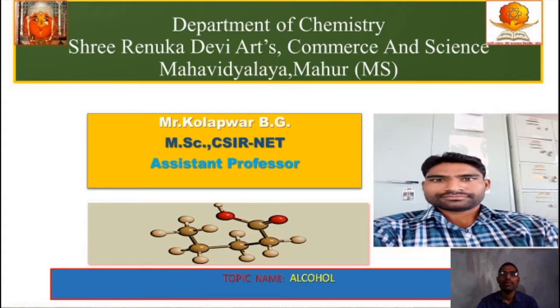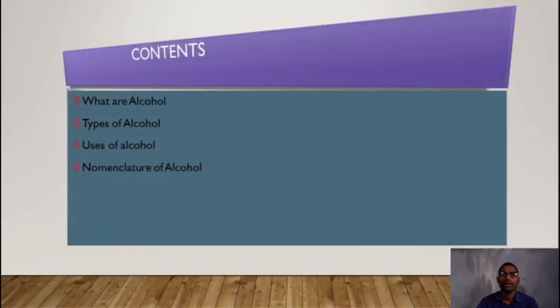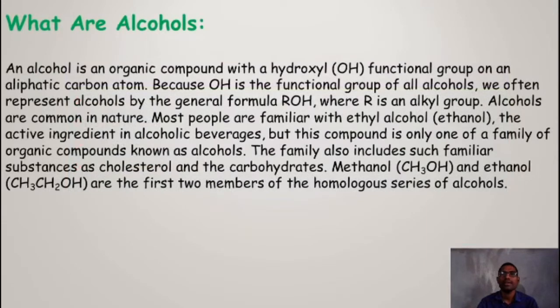Today, we are going to learn about the topic alcohol. The contents are: what are alcohols, types of alcohol, uses of alcohol, and the nomenclature of alcohol. We will see them one by one. What are alcohols? An alcohol is an organic compound with a hydroxyl OH functional group on an aliphatic carbon atom, because OH is the functional group of all alcohols. We often represent alcohols by the general formula ROH, where R is the alkyl group.